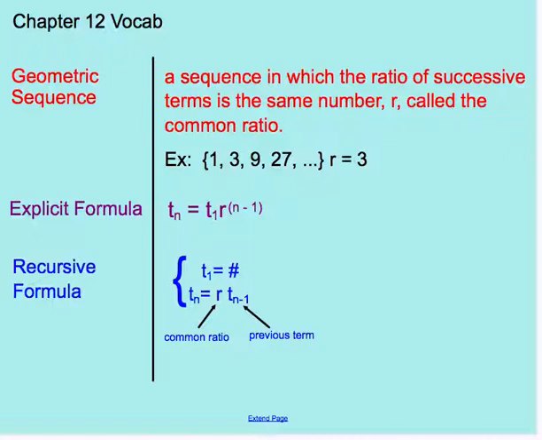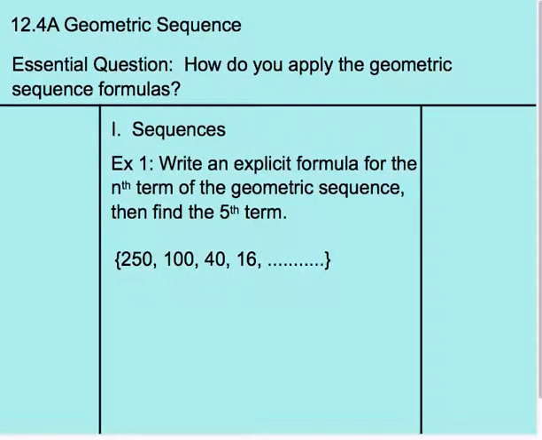Of course, we have an explicit formula and a recursive formula for this sequence as well. Our explicit formula is a little bit simpler than our explicit formula for the arithmetic sequence. The nth term is the first term times the common ratio to the n minus 1 power. In the recursive formula, you take the previous term and you multiply by the common ratio, similar to our arithmetic recursive formula.